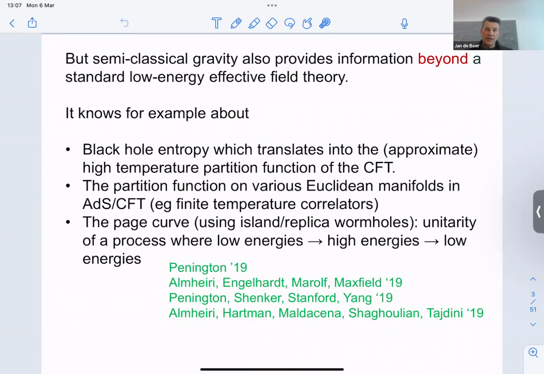And that, in some sense, is a more precise piece of information than just semiclassical CFT physics. It really is the unitarity of a process where you have a lot of low energy data, you collapse it into high energies, and then it scatters back into low energies again. And the fact that you can show that that is a unitary process, or at least that a pure state goes into a pure state in this process, using only semiclassical gravitational computations is striking. And again, it shows you that you have more access to the CFT than you might have thought before.